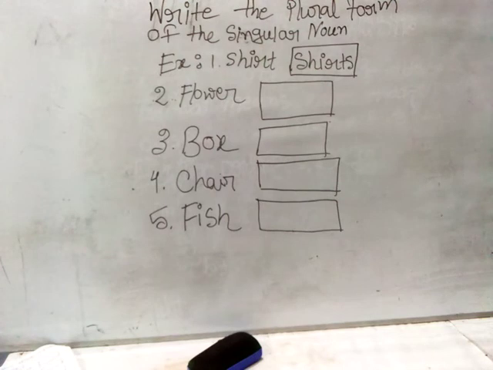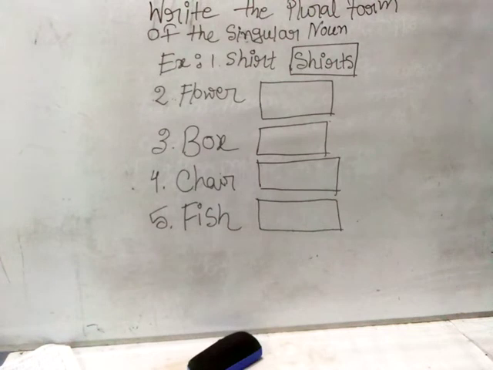For example, Miss has written one example here: number 1 is shirt. Can you see the noun shirt? Just beside shirt there is a box, and in the box what is written? It's shirts. The plural form of the noun shirt is shirts. Seeing the S just beside the noun, you can understand it's the correct plural form of the given noun.